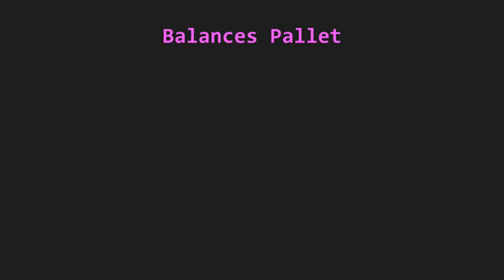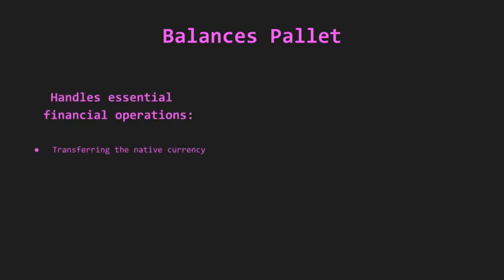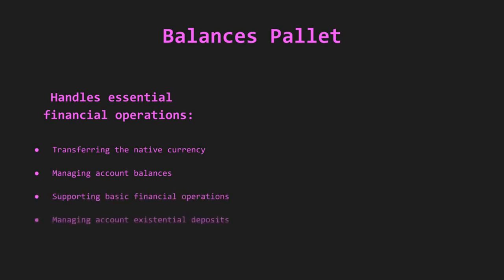The Pallet Balances module is the fundamental component of Substrate-based blockchains and is primarily responsible for managing the native currency of the blockchain. It is designed to handle essential financial operations, such as transferring the native currency between accounts, managing account balances including checks for existential deposit to prevent inactive accounts, supporting basic financial operations such as fees, slashing, staking, and rewards, and managing account existential deposits.